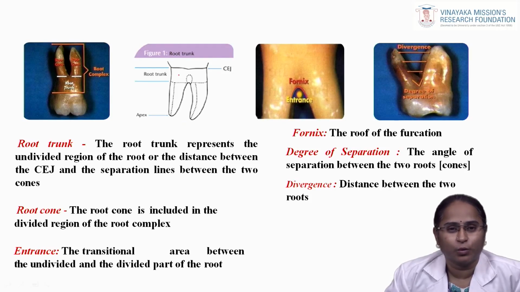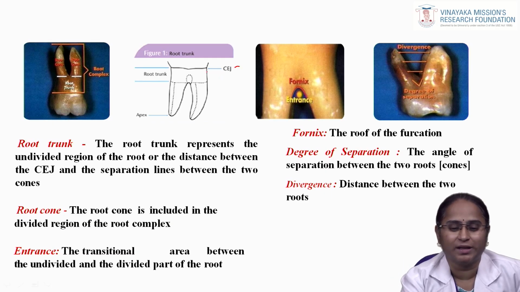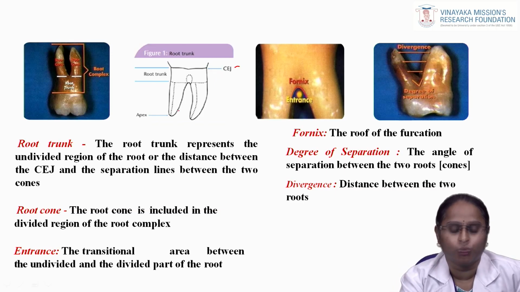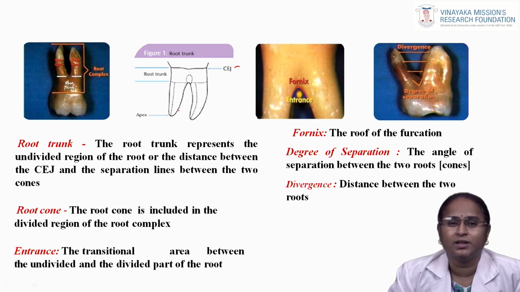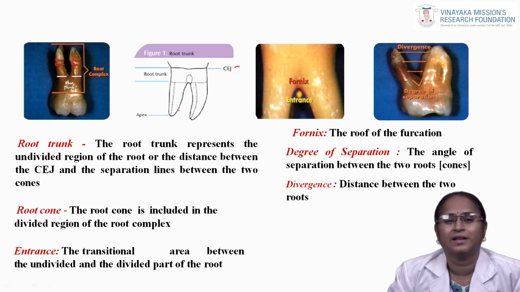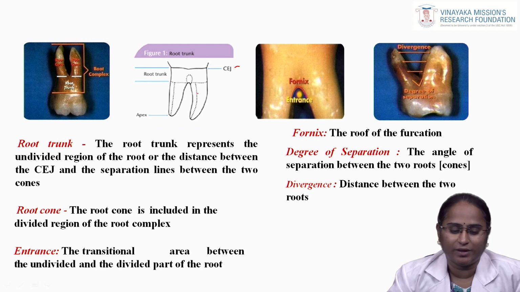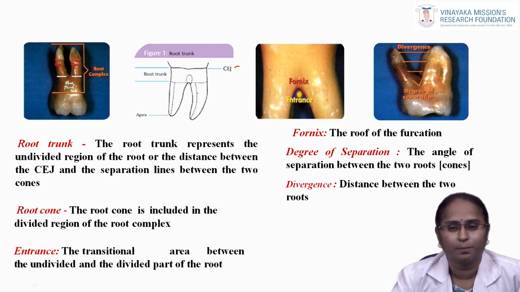First we are going to see the root trunk. The root trunk is the undivided portion of the root. Then root cone. The root cone is the divided portion of the root. In single-rooted teeth it is called root cone, whereas in the case of multi-rooted teeth it is called root complex. Then the entrance is the transitional area between the undivided and divided part of the root.